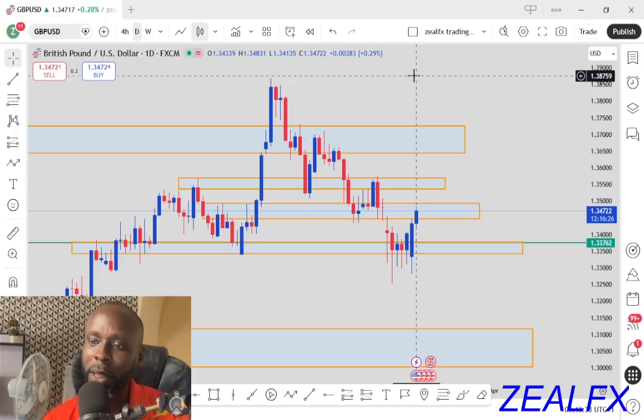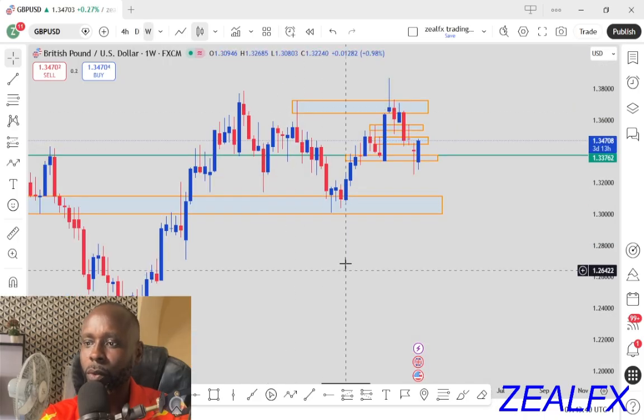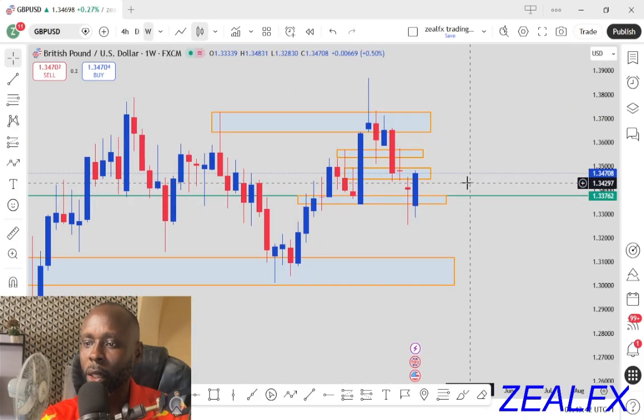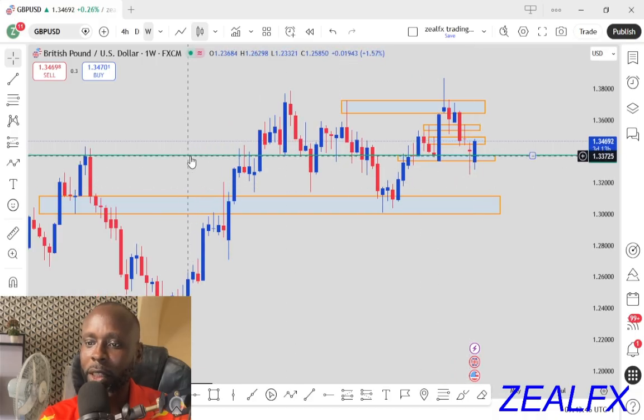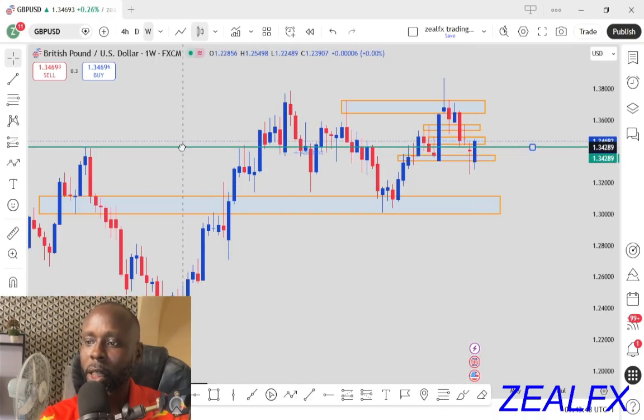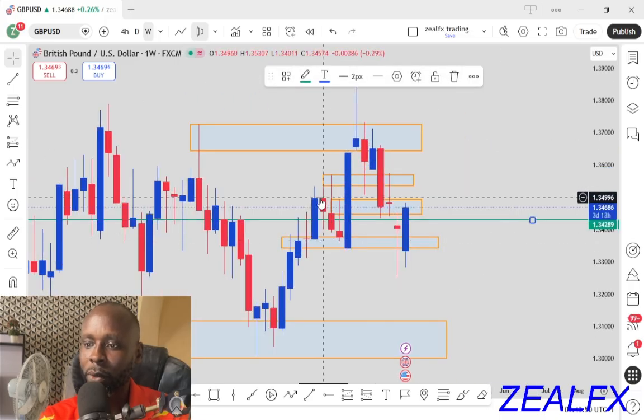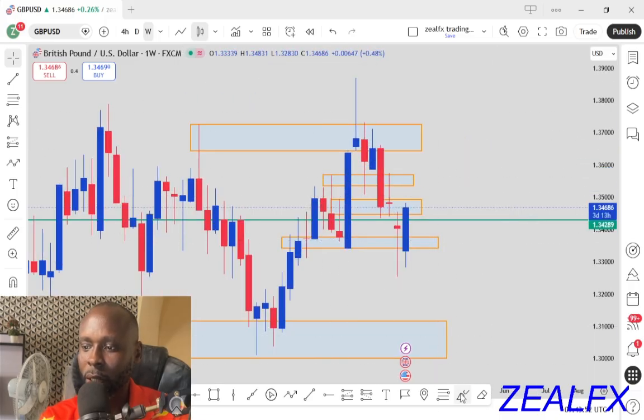So let's confirm this particular setup from the higher time frame. Let's go to the weekly chart. On my weekly chart, we can clearly see that price on the GBP/USD still remains at the weekly resistance level.